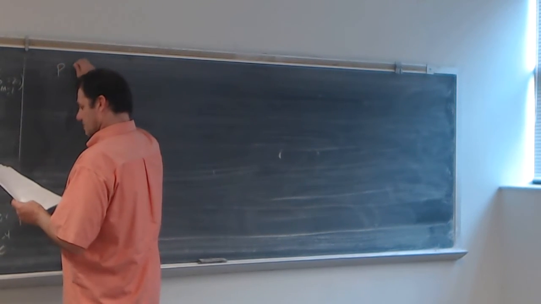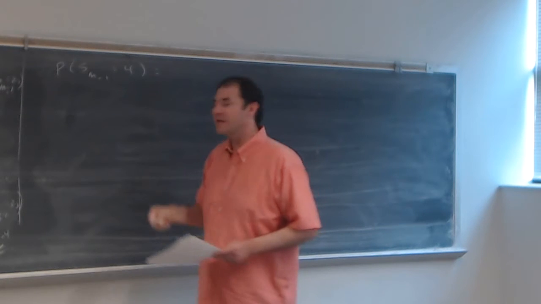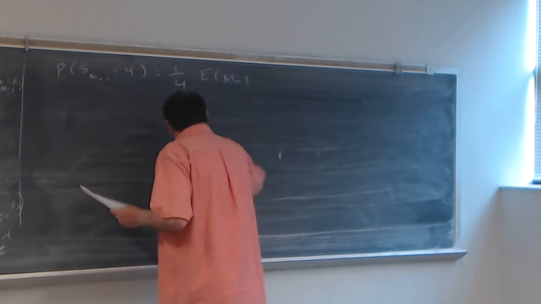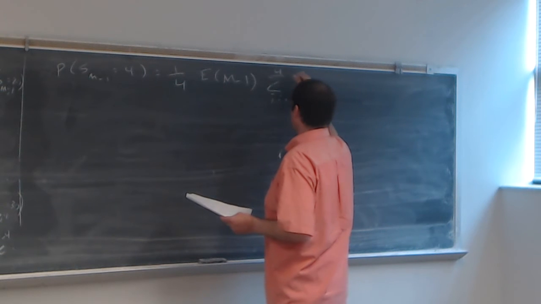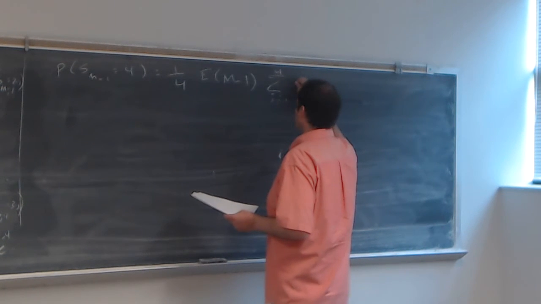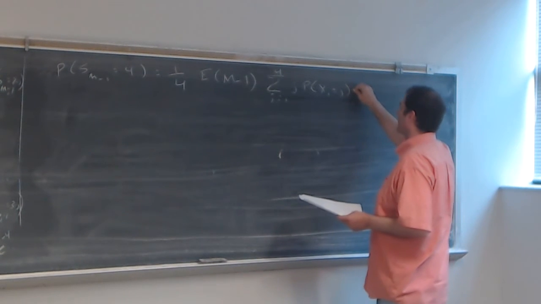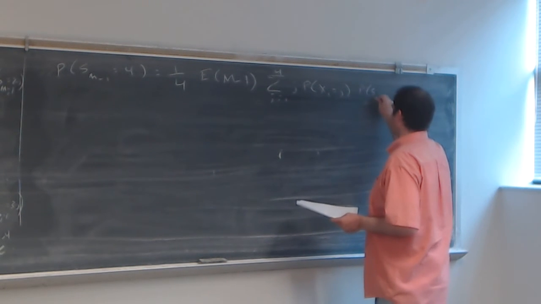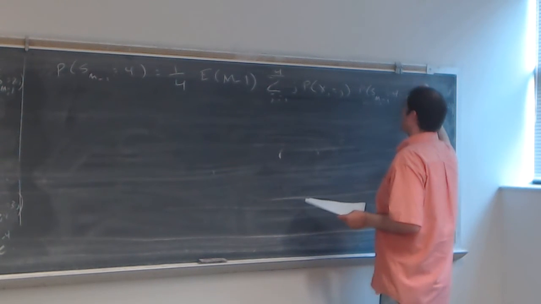The last thing in our calculation, I believe, was the probability that S of m minus 1 is equal to 4. And using the corollary again, this is 1 over k, so it's 1 over 4, the expected value of m minus 1, excuse me, times the sum as j runs from 1 to k, which is 4, of j times the probability that X of 1 equals j, and that's going to be 1/4 times the probability that S of m sub 1 minus 1 is equal to k, which is 4 minus j.